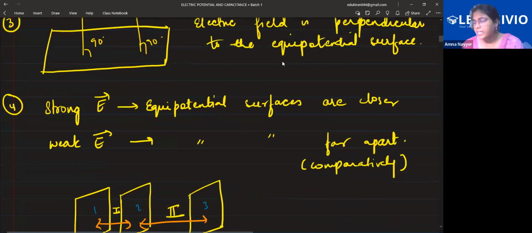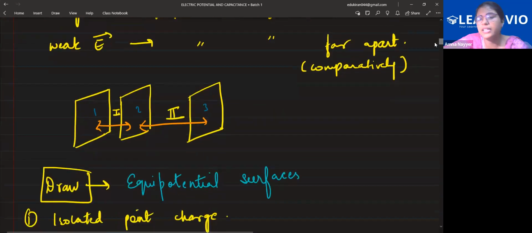The next point says that if the equipotential surfaces are drawn very close to each other, like this, and then there is a gap, it shows that wherever the electric field is strong, equipotential surfaces are placed closer. If there's a gap, it means equipotential surfaces are comparatively far away from each other. Comparatively means it's not very far as we take in the dipole, but a significant distance is present.